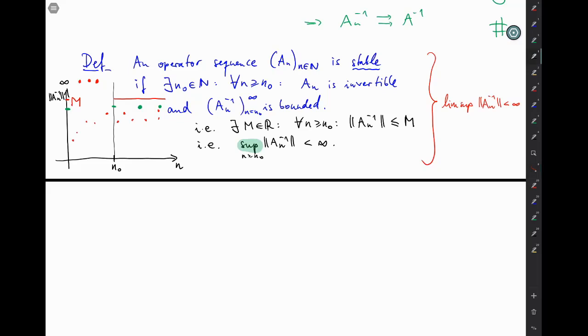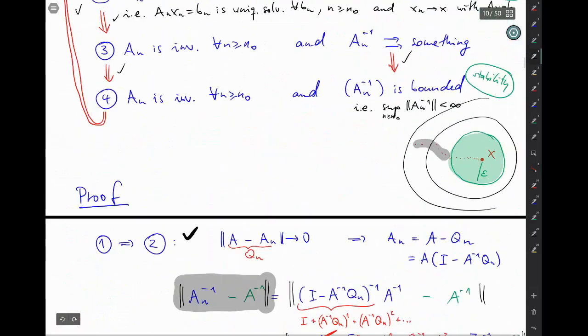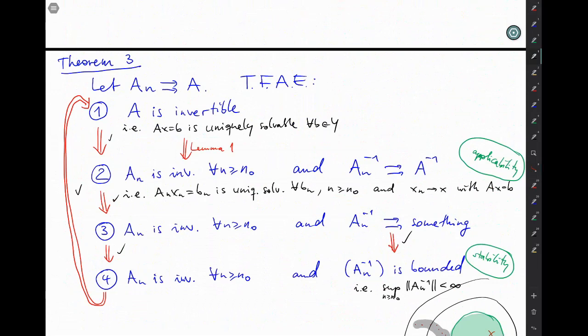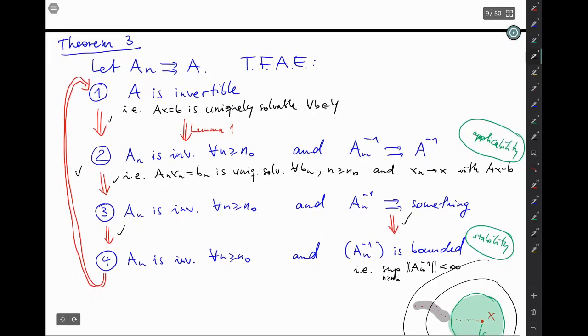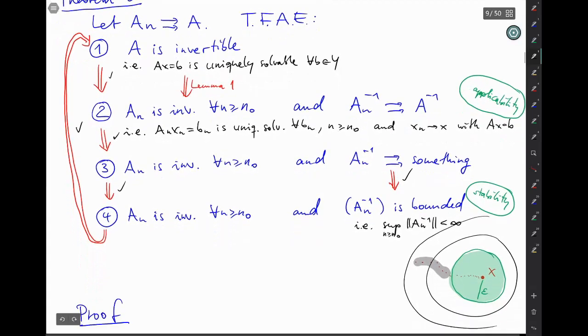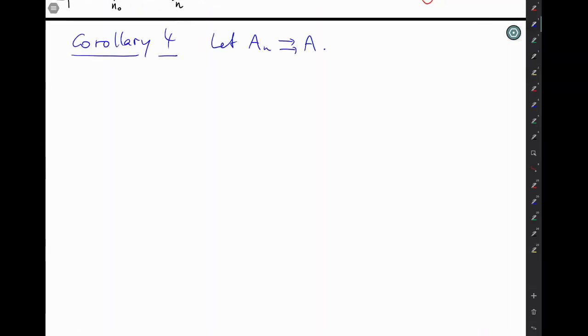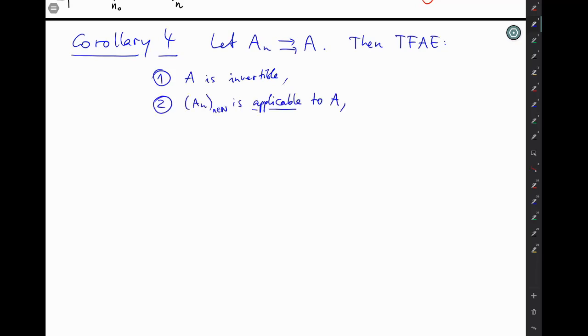Now, having this notion of stability, we should just shortly summarize the contents of our theorem 3 using these new words. Okay, so all we need here is that A_n converges uniformly to A, and then we have this equivalence. Okay, so let A_n go uniformly to A, then the following are equivalent. Number 1, A is invertible. Number 2, A_n is applicable to A. And number 3, or let me say 4, so it's consistent with the previous theorem, the sequence A_n is stable.